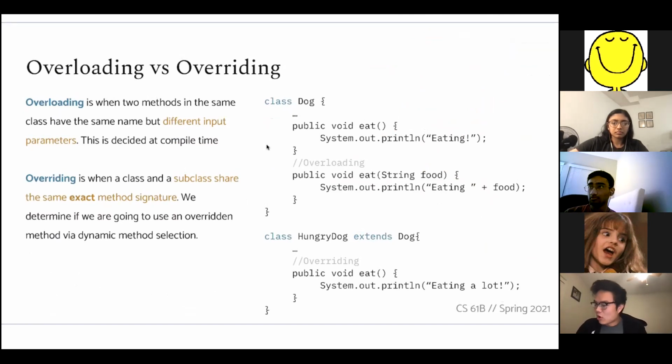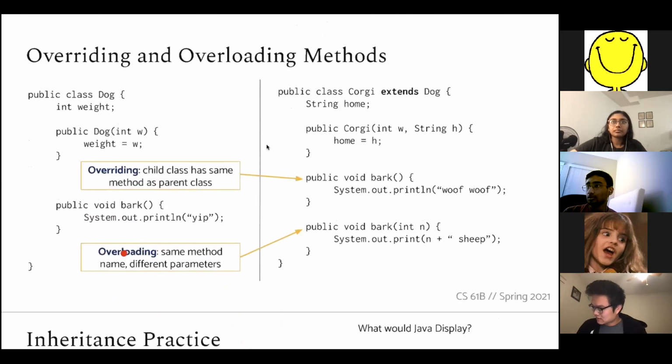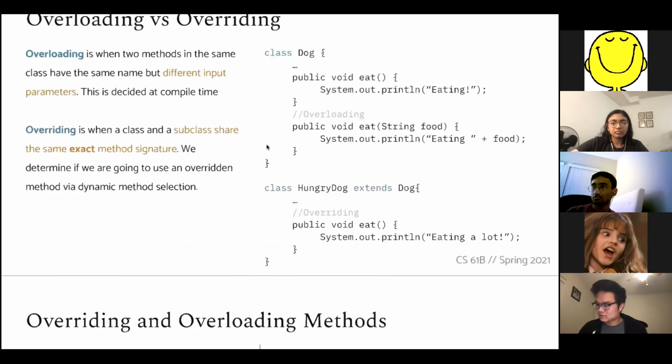So, overloading versus overriding. Overloading is when you have two different methods in the same class that have different input parameters. For instance, this bark right here and this bark right here are an example of overloading. You can see that these two barks are within the corgi class, but one of them takes in no arguments and one of them takes in an integer n. To a programmer, that means I can use either of these, depending on what functionality I want for my bark. That's what overloading is.